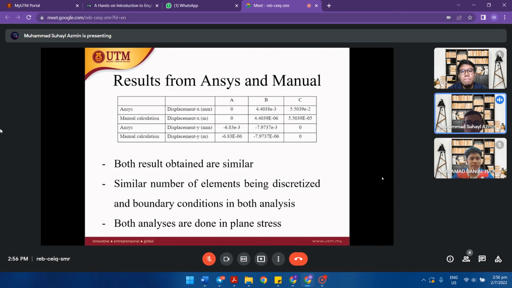Firstly, it is because the number of elements being discretized in both analyses is similar, which is 12 triangular elements. Next, the boundary conditions set up on both analyses are also similar, which are at the same points: Q1, Q2, Q4, Q5, Q10, Q14, and Q23 are equal to 0. In addition, both analyses are done in plane stress condition. Therefore, it will lead to the same result.